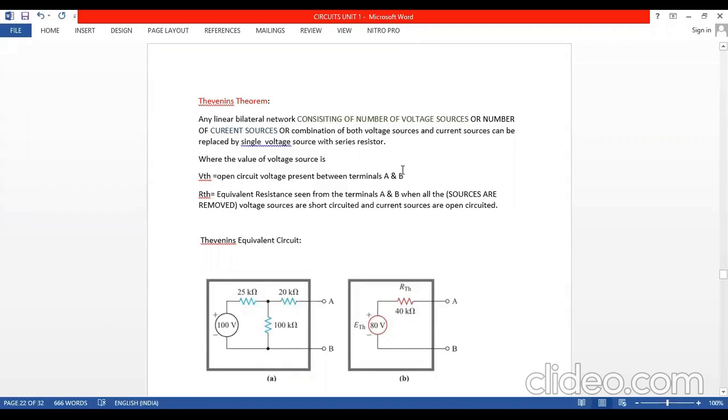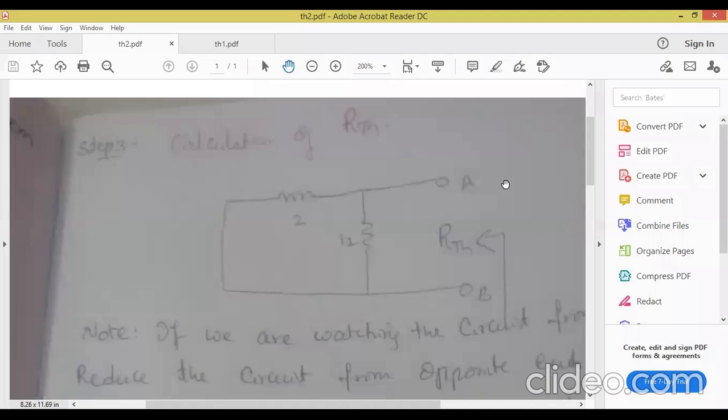We have calculated that. Now, what is this RTH? How to calculate RTH: remove all the sources and see the circuit from the A and B terminals. Now you see what reduction we are doing. This is very important. Calculation of RTH is our step 3. I have shown it in red line here. Which source have I removed? Which source do I have in my circuit, voltage source or current source? Voltage source.